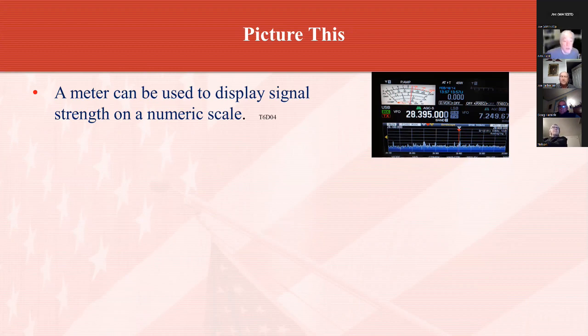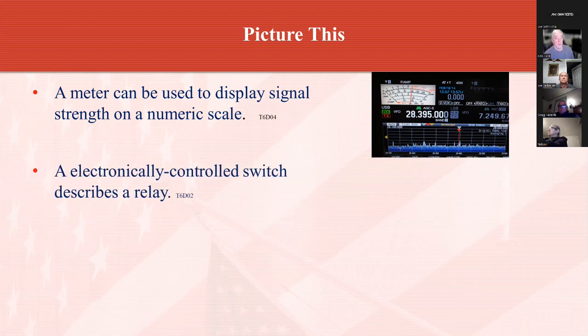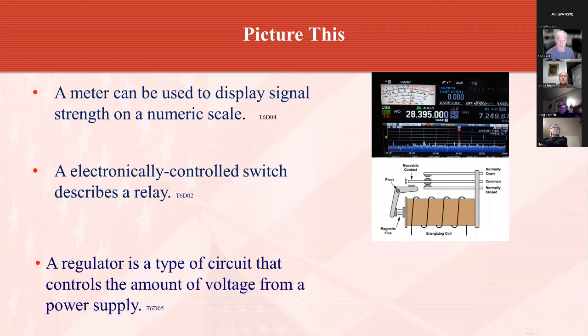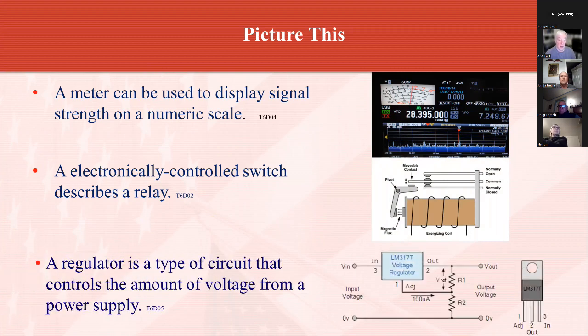So a meter can be used to display a signal strength on a numeric scale, and we've all seen these types of, not necessarily these types, but we are all familiar with how a meter scale reads. In something or another, you've seen one. Electronically controlled switch, that describes a relay. And then the relay is used to control something else.